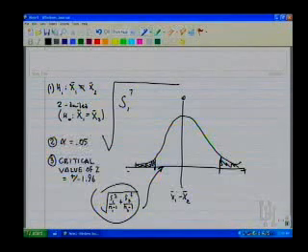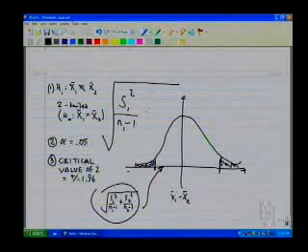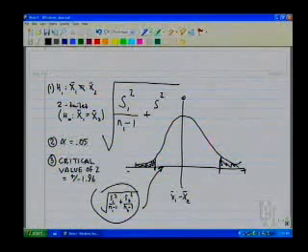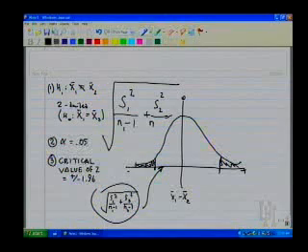It's the variance of group 1, that is S1 squared, divided by N1, the number of people in that group, minus 1, plus the variance of group 2, that is S2 squared, divided by the number of people in that group, minus 1.